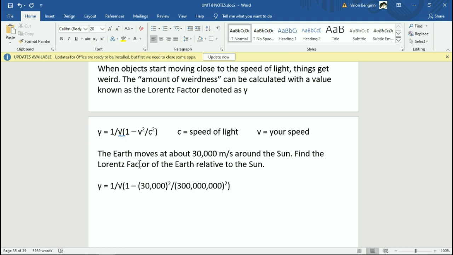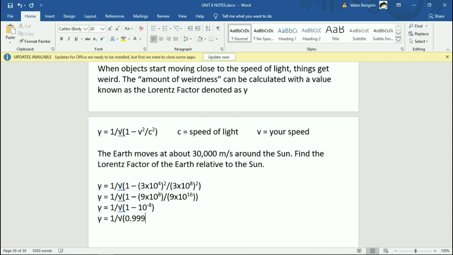I'm just going to put this in scientific notation to make this easier to deal with. So 30,000 squared, this is 3 times 10 to the 4, and this is 3 times 10 to the 8. So if we square this, we get 1 over the square root of 1 minus, this squared you end up getting 9 times 10 to the 8 divided by 9 times 10 to the 16. The 9s cancel, 10 to the 8 divided by 10 to the 16 is just 10 to the minus 8, which means 1 minus that is going to be 0.